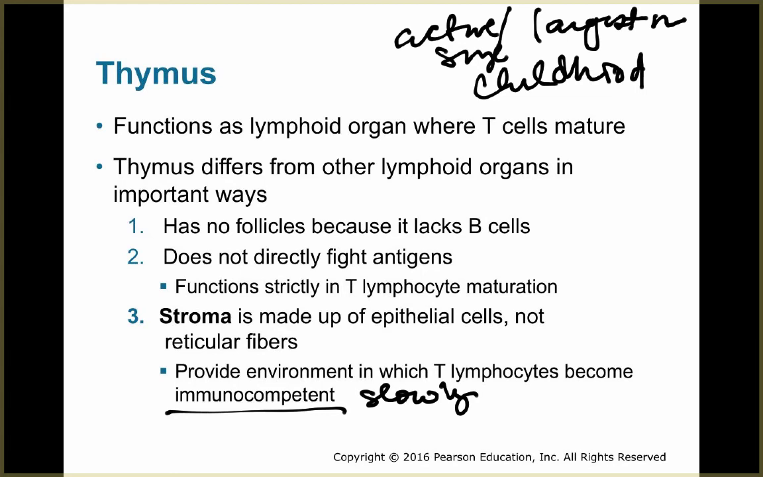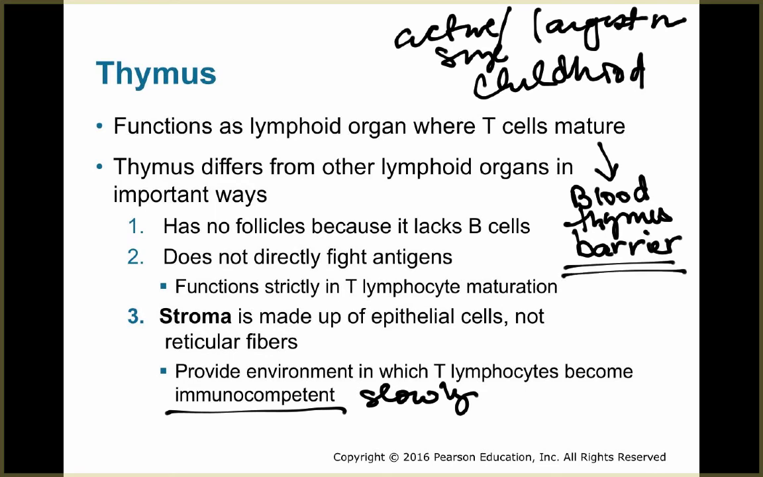So this is important because it contains what's known as a blood-thymus barrier. And what that does is it keeps immature T cells isolated and away from antigens. So you are not going to get premature activation here.